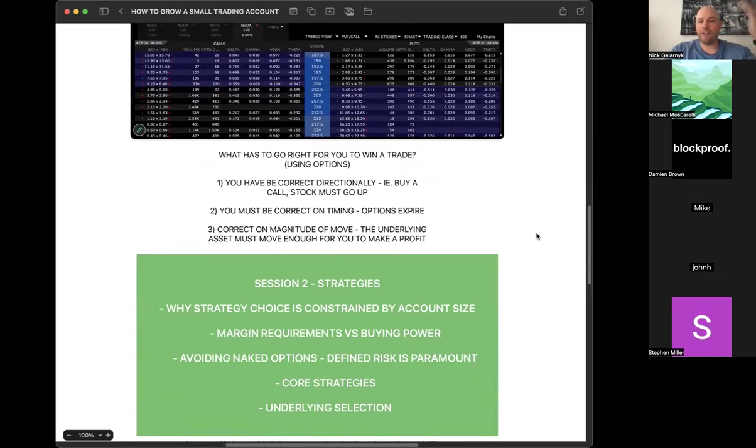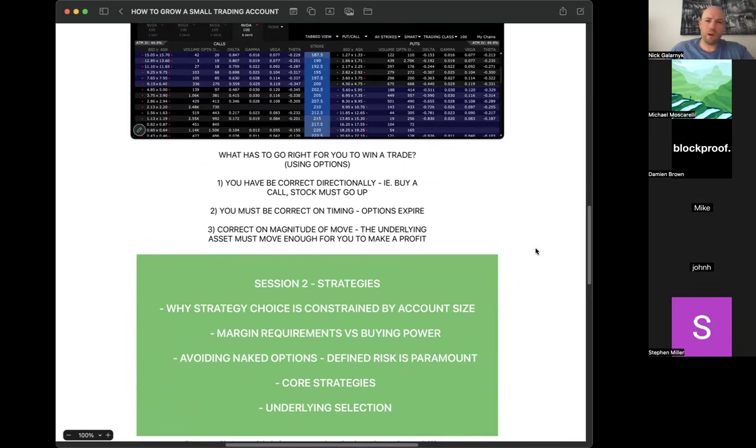Obviously, naturally, the next progression is how do I actually grow my account and what strategies are good to be using, right? So in this, we'll cover why strategy choice is constrained by account size, margin requirements versus buying power, avoiding naked options, defined risk being paramount, core strategies, and then underlying selection.